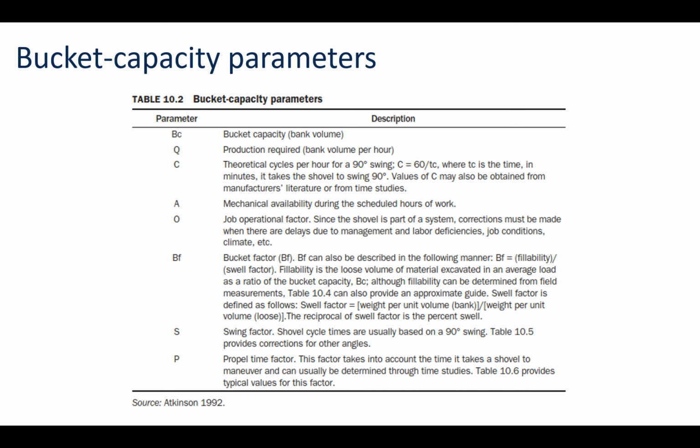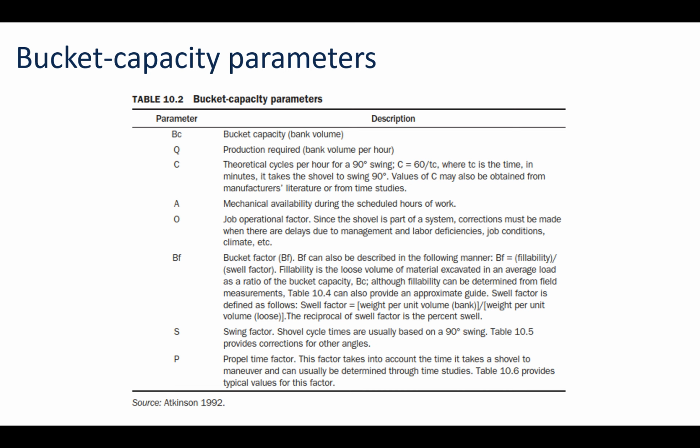C, theoretical cycles per hour. For a 90-degree swing, it's 60 divided by the time in minutes that it would take to make a 90-degree swing. Values of C can also be obtained from manufacturer's literature or your own time studies. A lot of these things will be your own time studies and that sort of thing.